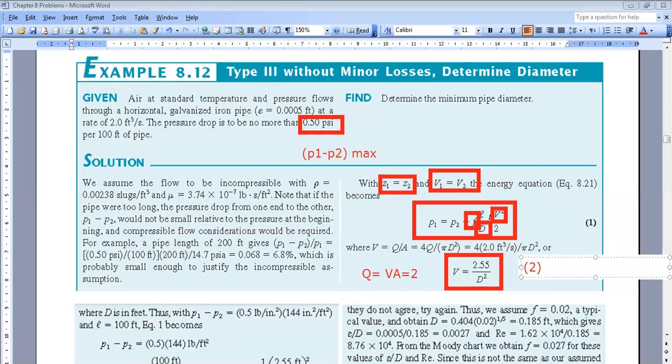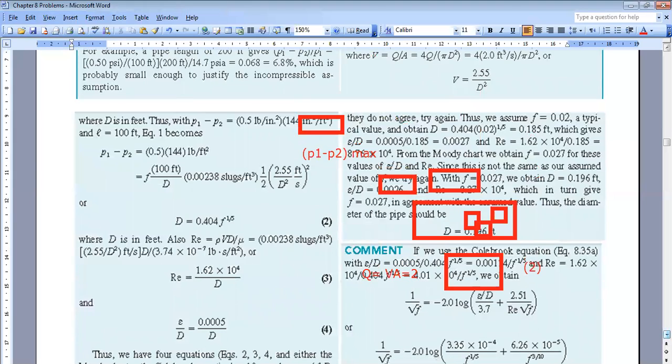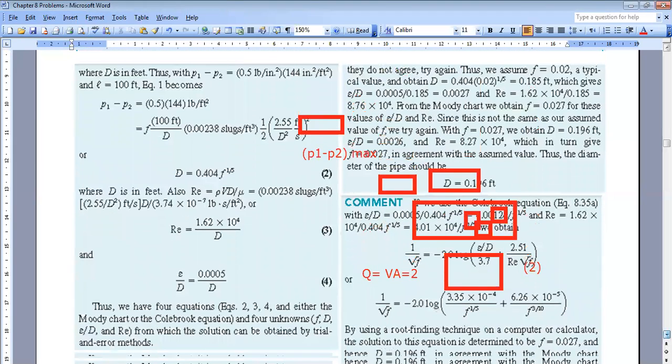Now, if I continue, you know that for a problem, here I have until now 3 unknowns and only 2 equations. So let us continue. If I want to use the Moody chart, I need what? I need my Reynolds number.